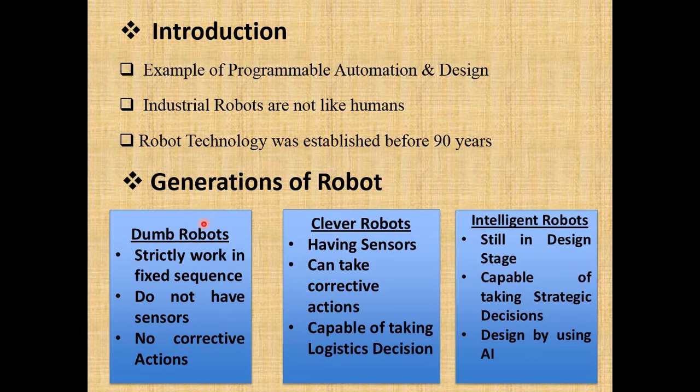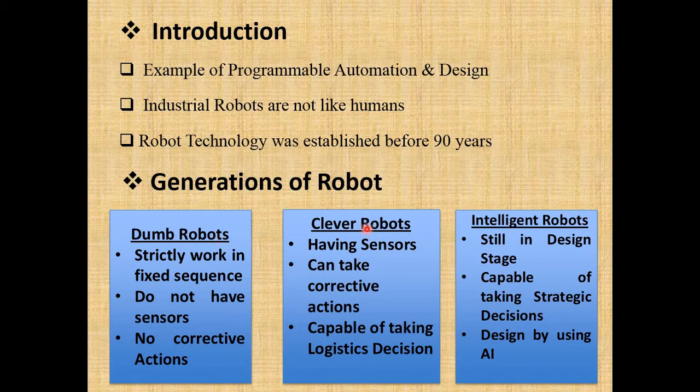In the generation of the robot there are basically three types: dumb robots, clever robots, and intelligent robots. So what do you understand by dumb robots? Dumb robots work strictly in a fixed sequence. They do not have sensors and do not have the power for corrective actions. So we can say a simple technology robot is known as a dumb robot, like picking and placing type robots and loading unloading type robots.